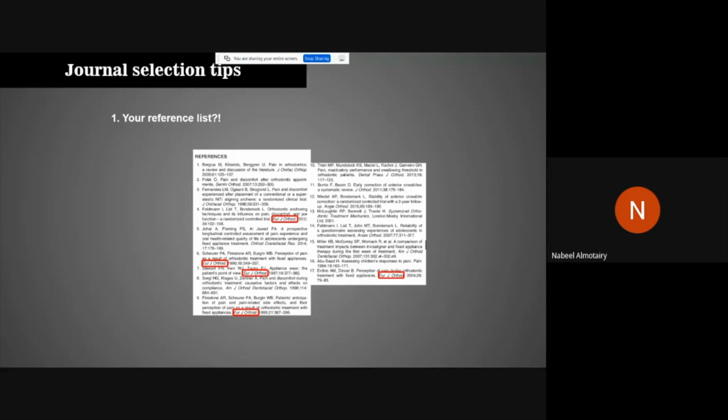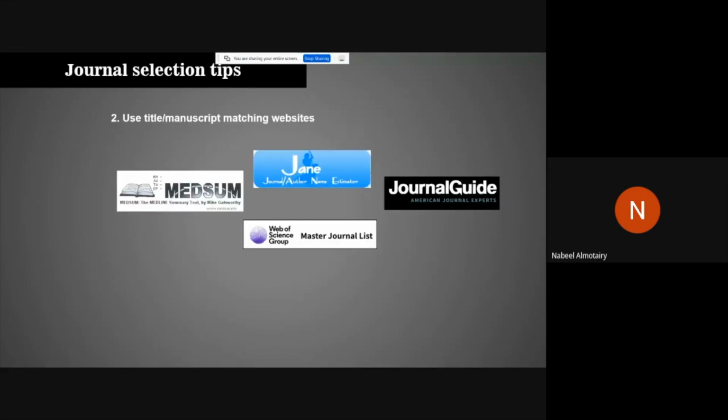If this is not possible, you could use title or manuscript matching websites. There are a lot of types of websites, but the most common one is Jane. And there is also Journal Guide and Medsum, and also the Web of Science Master Journals List. They have a service called Manuscript Matching, but you have to have a username and password to search for journals.